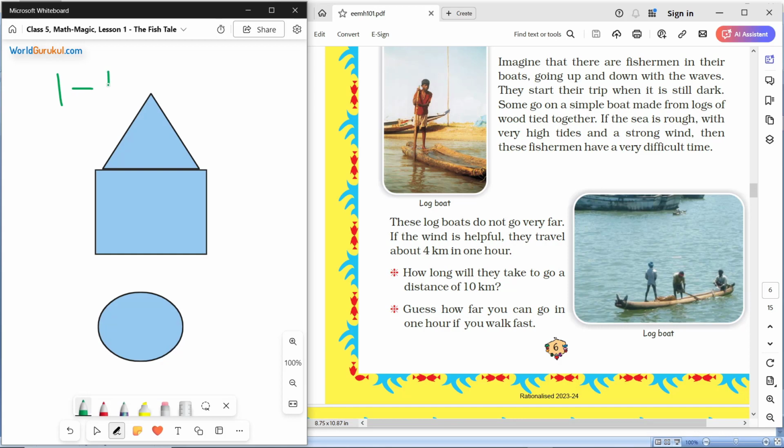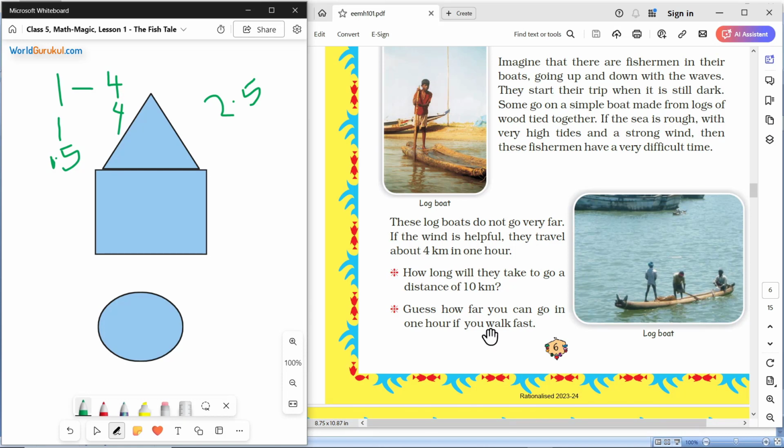1 hour. They travel 4 kilometers, right? Another 4 kilometers, another 1 hour. So 2 hours they travel 8 kilometers, and for another 2 kilometers it's another half an hour. So they take around 2.5 hours to travel 10 kilometers distance. That is not on the land, it is on the sea or on the water surface. If it is a motor boat, they can travel up to 50, 60, 70 kilometers even.